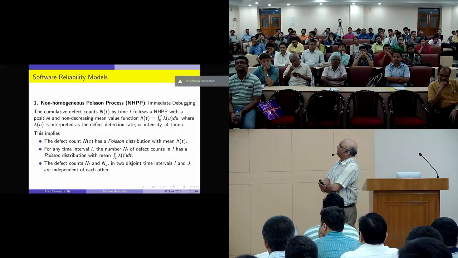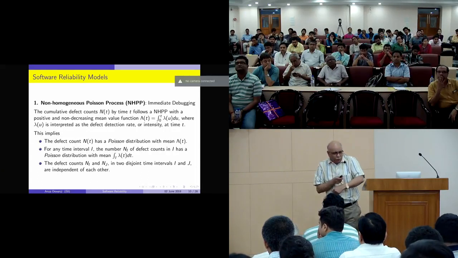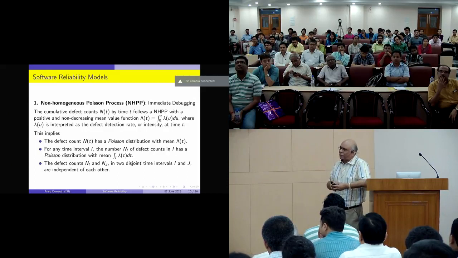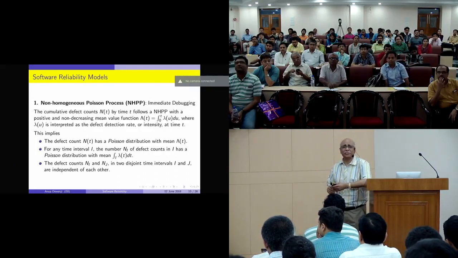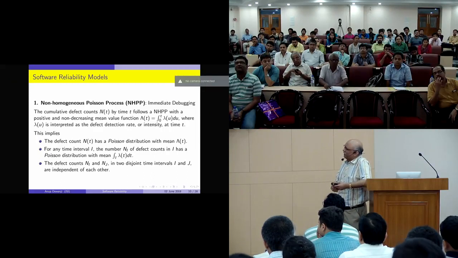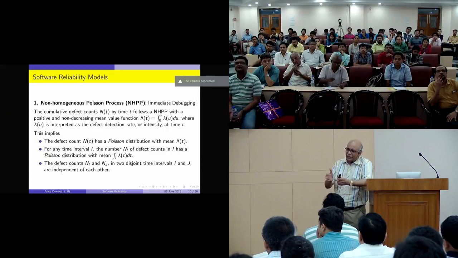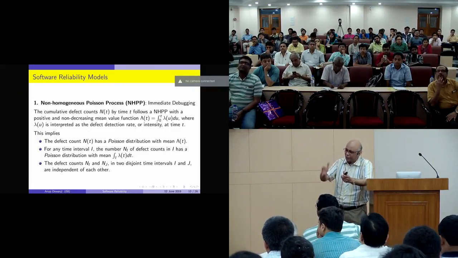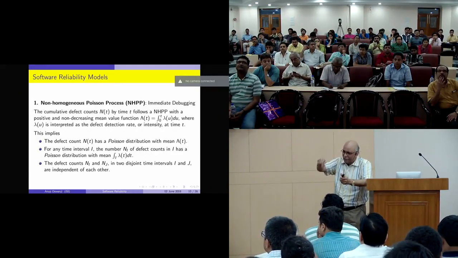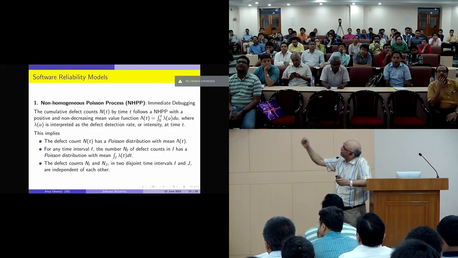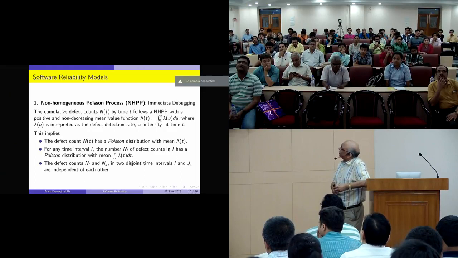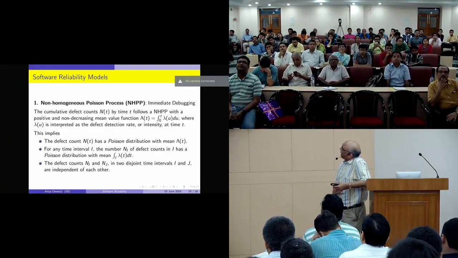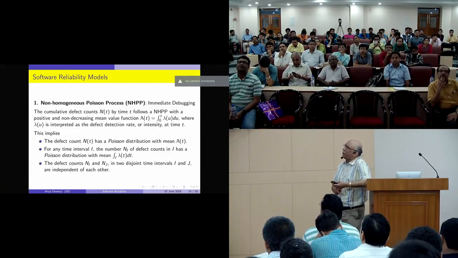Okay, so the earliest modeling approach was through something called the non-homogeneous Poisson process. Shrangshu had mentioned the marked point process, a more sophisticated stochastic process; this is probably one of the simplest ones, where it is assumed that the times at which errors occur or are discovered, as you go on testing and measure time on a continuum scale, follow what is called a non-homogeneous Poisson process, NHPP.